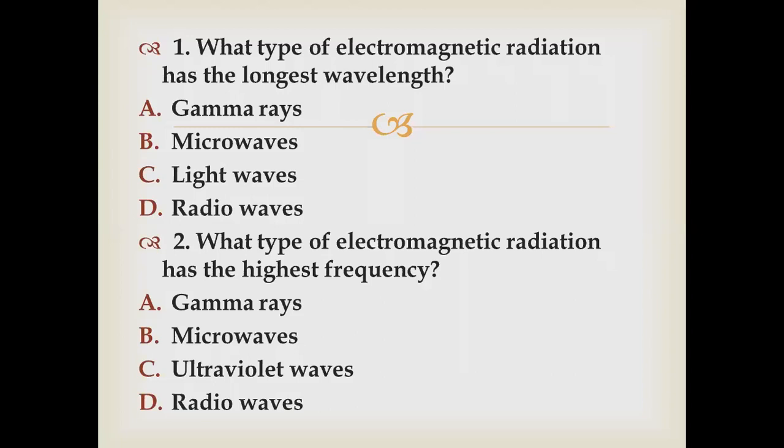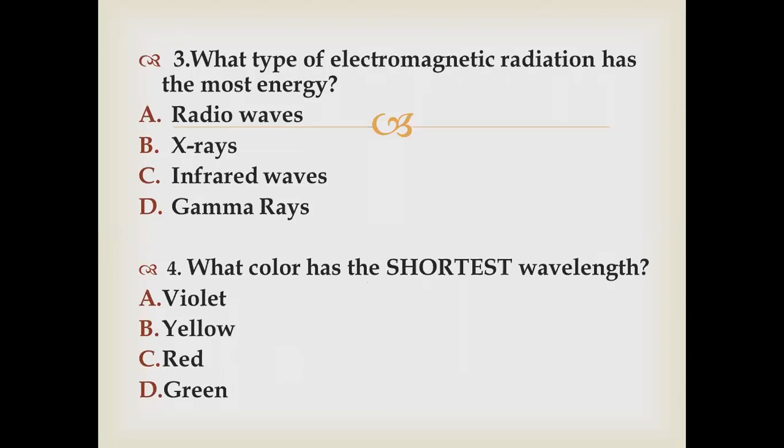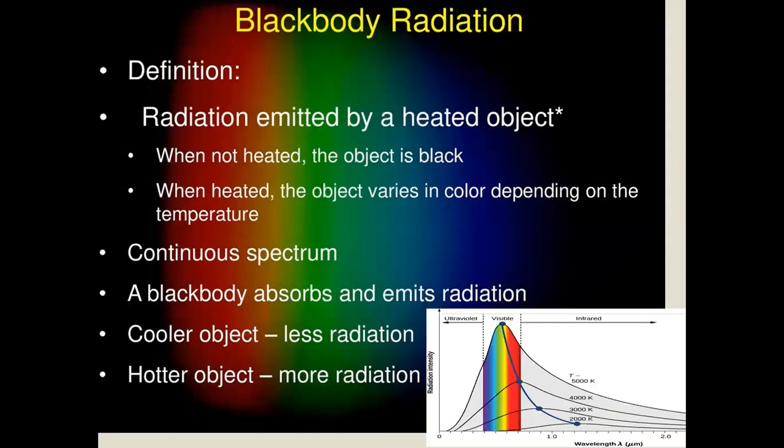What type of electromagnetic radiation has the longest wavelength? What type of electromagnetic radiation has the highest frequency? What type of electromagnetic radiation has the most energy? What color has the shortest wavelength? I didn't mention it, but it is something that you can think related with the visible spectrum and try to give me an answer. Okay, we'll move on to the next topic, black body radiation.